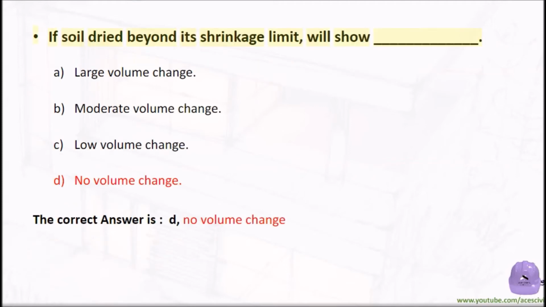If soil is dried beyond its shrinkage limit, it will show: A. Large volume change, B. Moderate volume change, C. Low volume change, D. No volume change. The correct answer is D. No volume change.